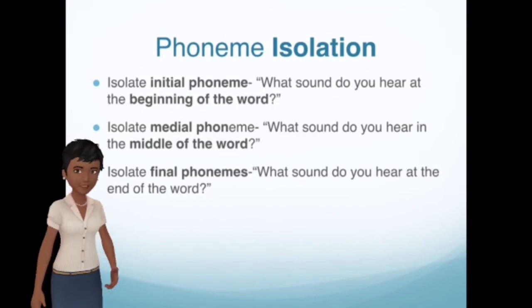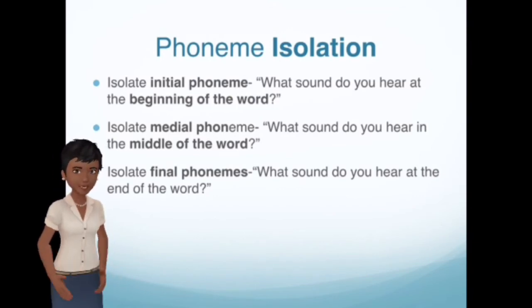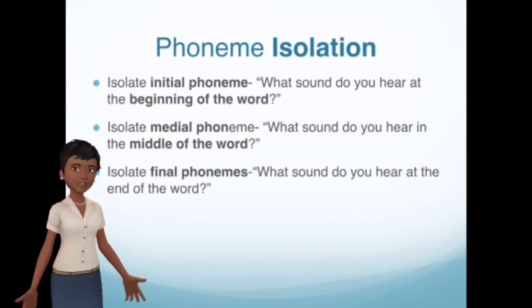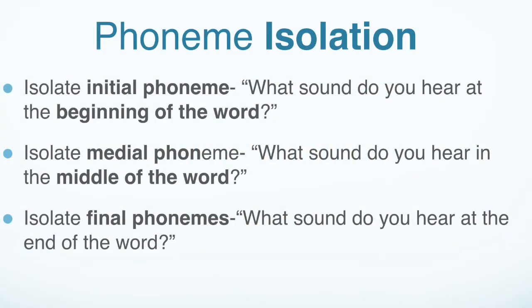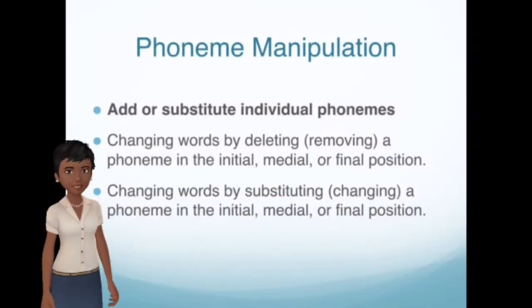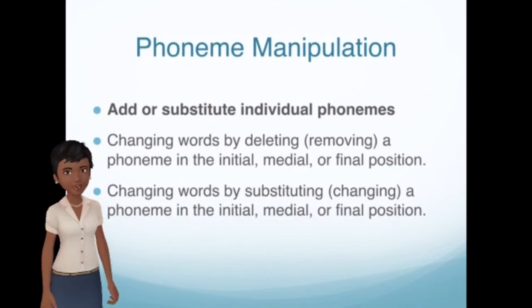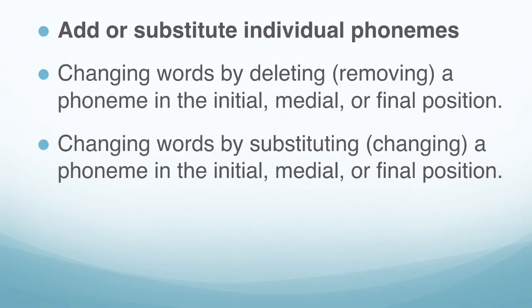Children may also practice hearing a single phoneme in a word. This is called phoneme isolation because the child is isolating, or pulling out, one sound from the rest of the sounds in that word. They may practice isolating the initial, medial, or final phoneme in a word. Emergent readers also practice manipulating phonemes. This manipulation may be in the form of deleting or removing one phoneme to make a new word, or changing a phoneme.